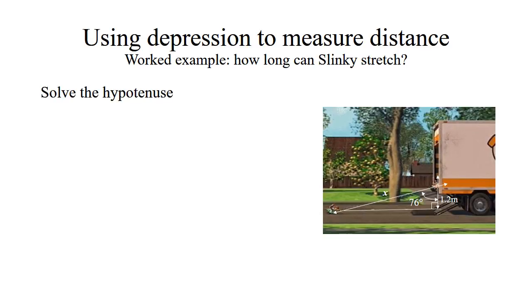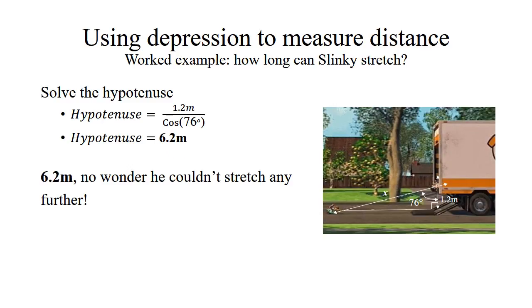So now we're going to solve the hypotenuse. So to solve the hypotenuse, we have 1.2 meters divided by cosine 76 degrees, and that gives us a result of 6.2 meters. 6.2 meters. No wonder our poor Slinky Dog couldn't stretch any further.